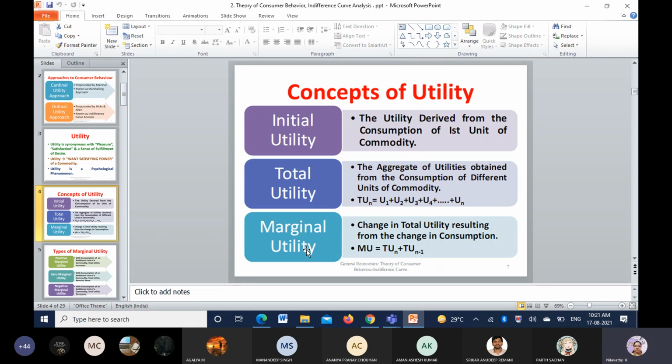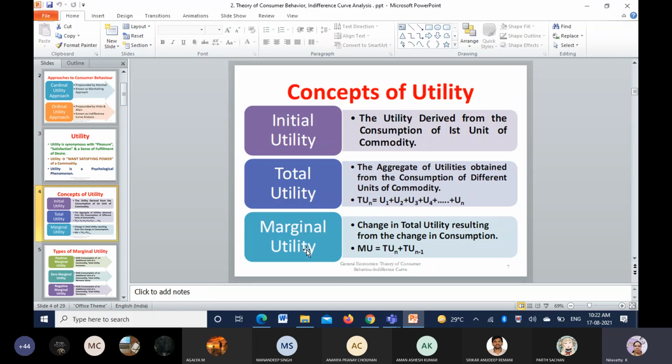For example, if I'm consuming the fifth unit right now, and I have already consumed 4 units, and it is asked what the marginal utility means while consuming the fifth unit, what is my satisfaction level? How am I feeling at that point of time, not at the beginning of consumption? So when I'm consuming the fifth unit, what is my satisfaction level? That is called the marginal utility.